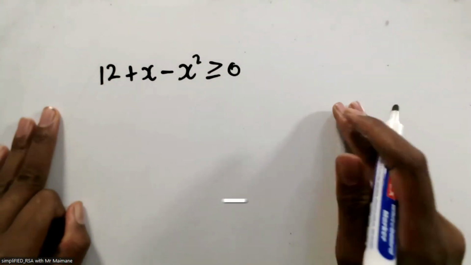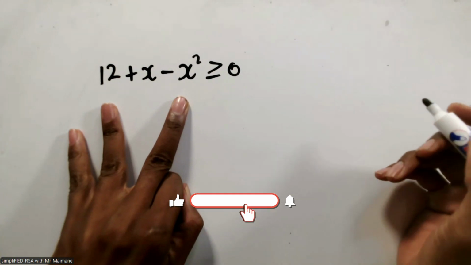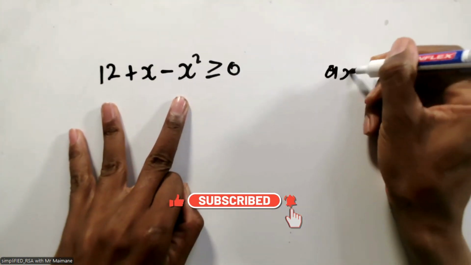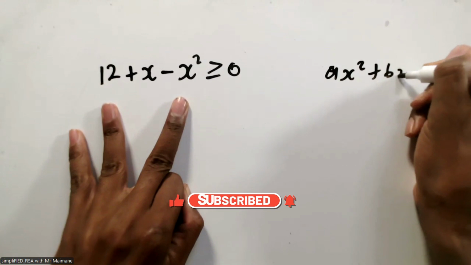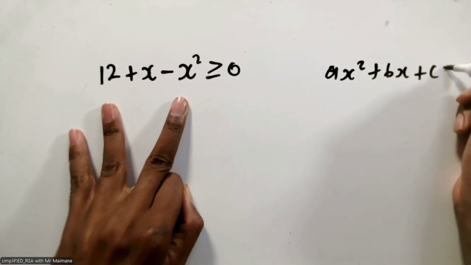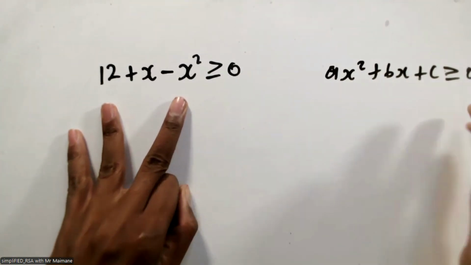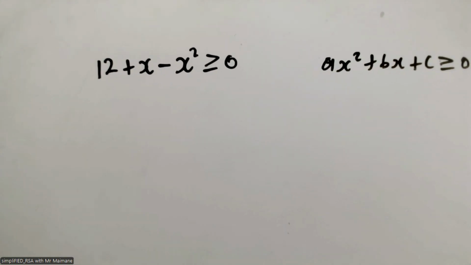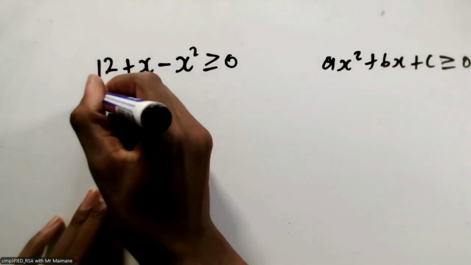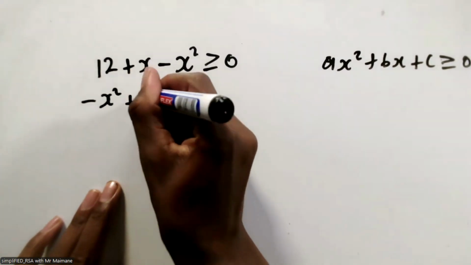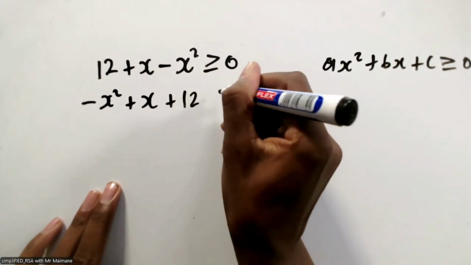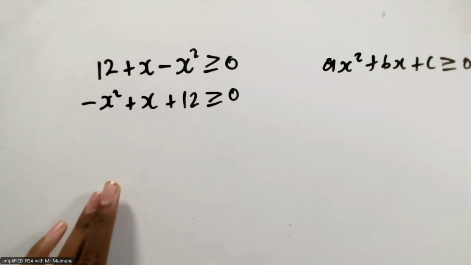If I write this properly, of course, I want to write this in the form of a proper quadratic function. So I want it to be in the form of ax squared plus bx plus c is greater than 0. I want it to be in this form, right? Since I want it to be in that form, I'm going to rewrite this as minus x squared plus x plus 12 is greater or equals to 0.